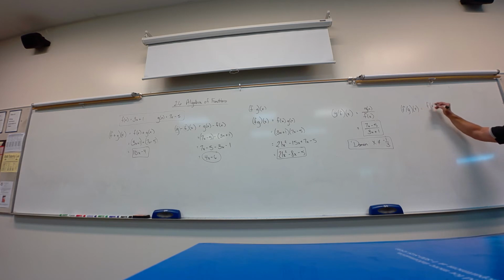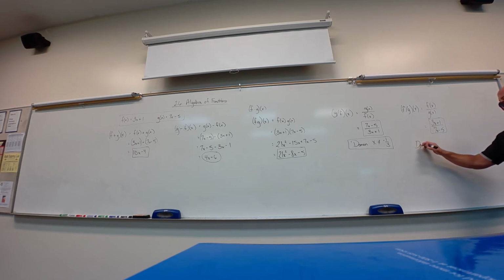So we're going to have f of x divided by g of x, which would be down there, 3x plus 1 over 7x minus 5. There's my division function. Again, f on top because it came first. And this is going to produce a domain restriction. So my domain restriction, I'm looking right at that denominator and trying to figure out what makes a 0 in the denominator.